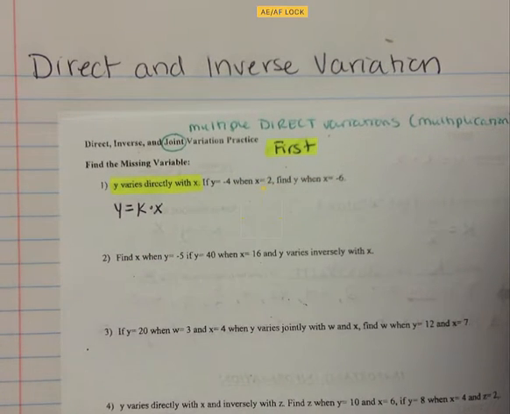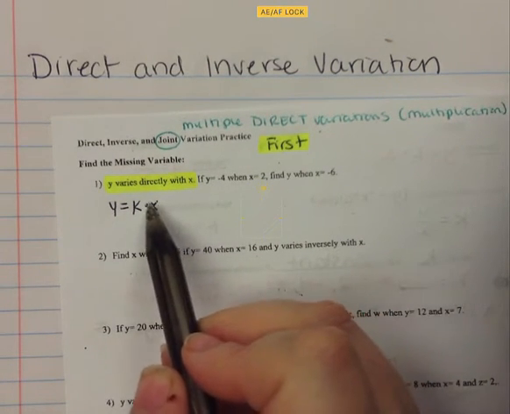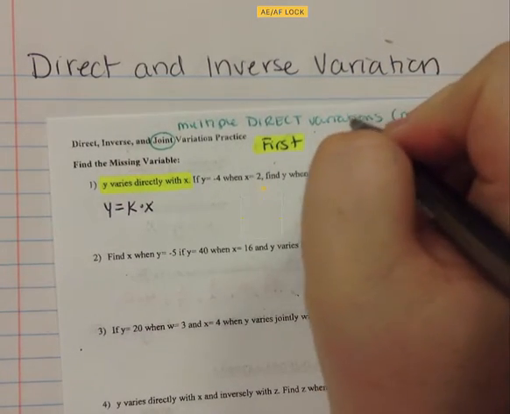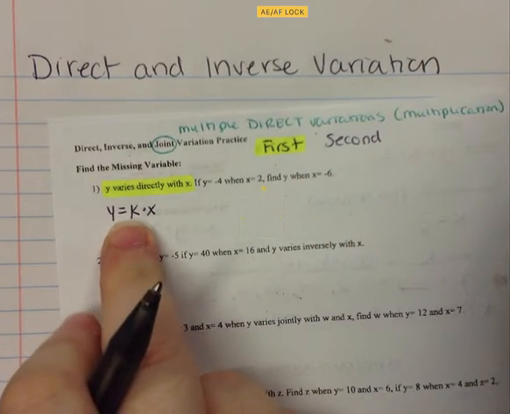That's our first step. The first step is literally always find how it varies and what with. So it says with x, that means I'm multiplying or dividing by x depending on what that variation is. The second thing we do is we got to find our k value.